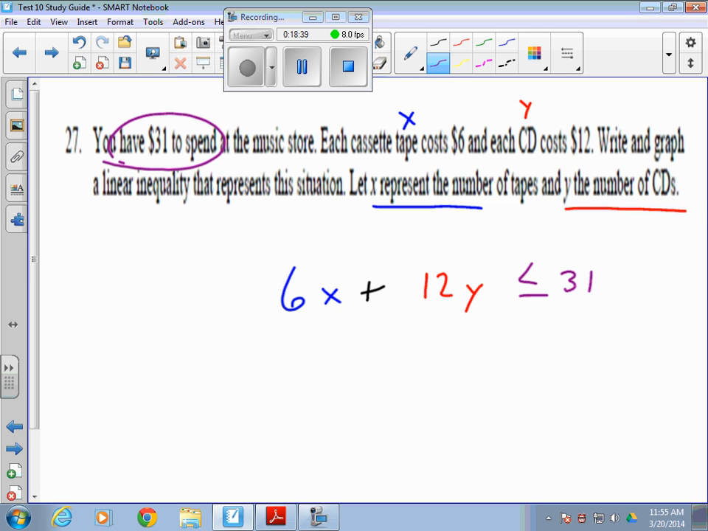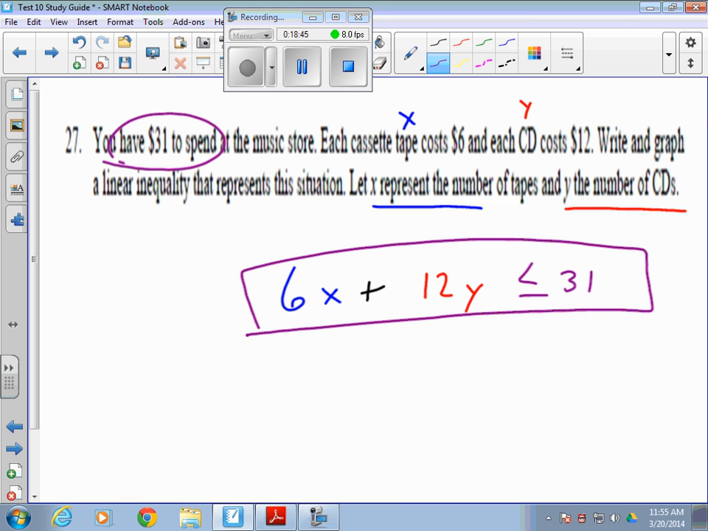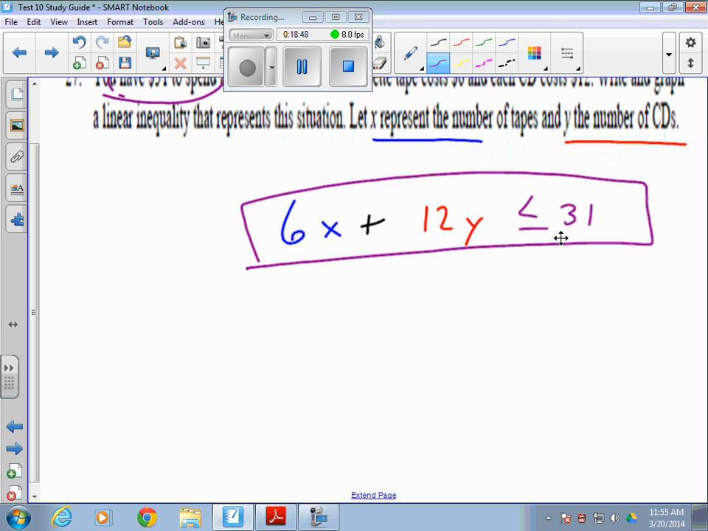So it says write and graph the linear inequality. Well, here's our linear inequality itself. The second part says to graph it. It's in standard form, so we'll go ahead and graph it using intercepts. That will probably be the easiest way to graph this one.